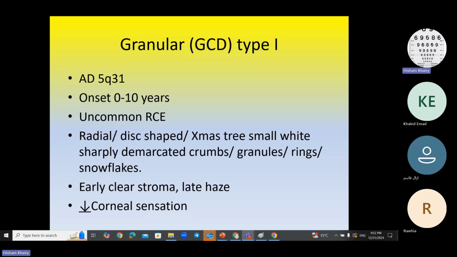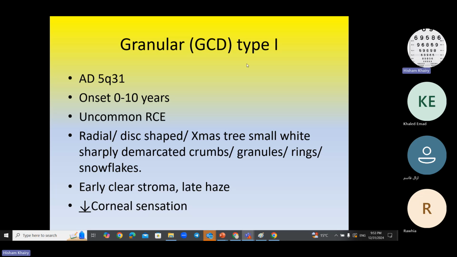You can see a radial disc-shaped Christmas tree, small white, sharply demarcated crumbs, like when the bread dries and crumbles. Granules, rings, snowflakes. The stroma in between is clear. Later, there may be haze, and the corneal sensation may be decreased. So this is the theoretical description.